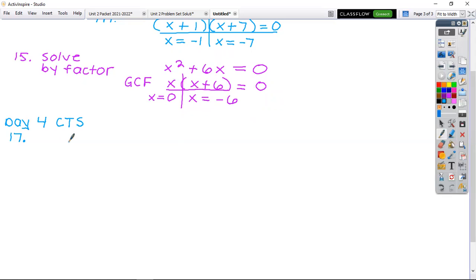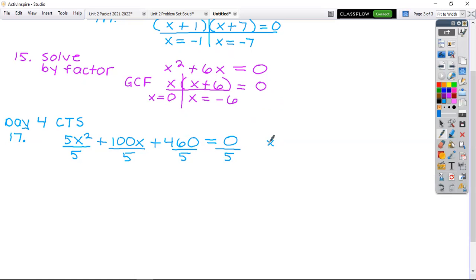So let's go 5x squared plus 100x plus 460 equals 0. What do I need to do with the 5 first? Divide everything by 5. We're going to do divide by 5, divide by 5, divide by 5, and technically divide by 5.